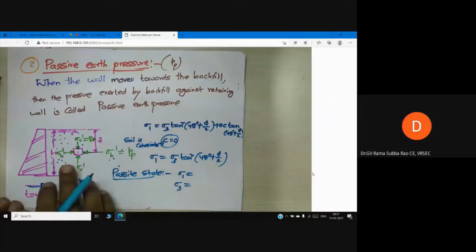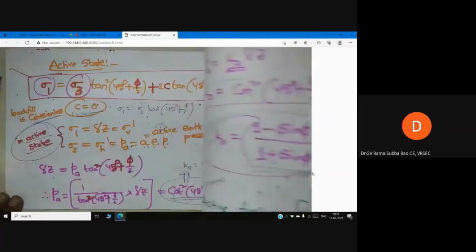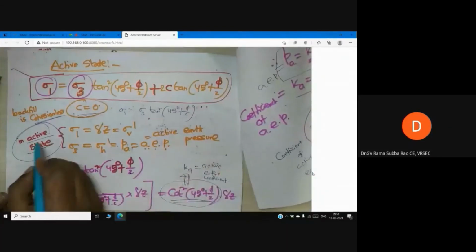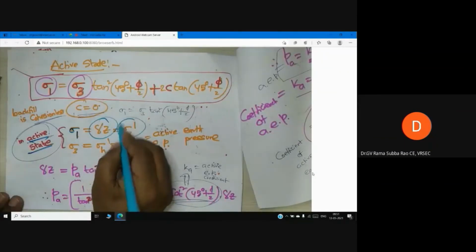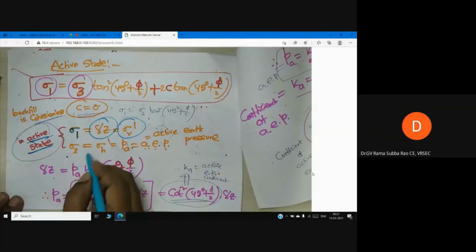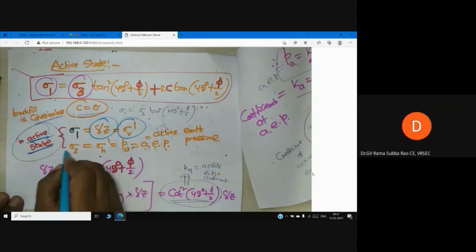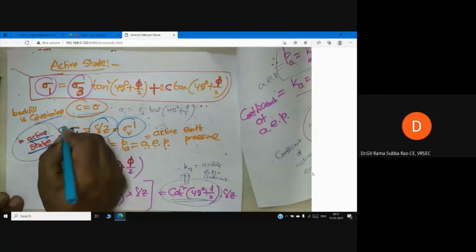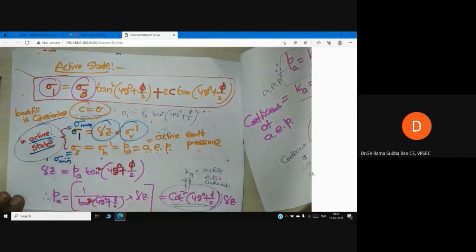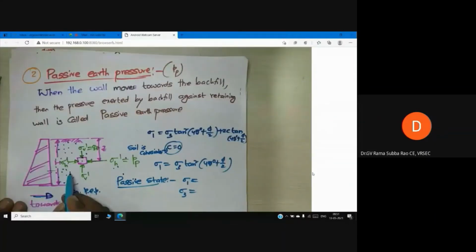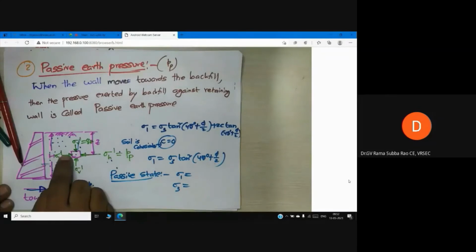For your reference, I can show you in active state, sigma 1 is gamma z, that is vertical stress, whereas horizontal stress is minimum. This is sigma minimum, this is sigma maximum. I'm telling about active state. Now you tell me about passive state. When the wall is moving towards the backfill, which direction of stress is maximum, which direction of stress is minimum? Horizontal direction.